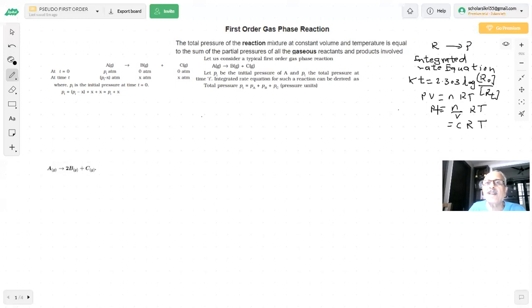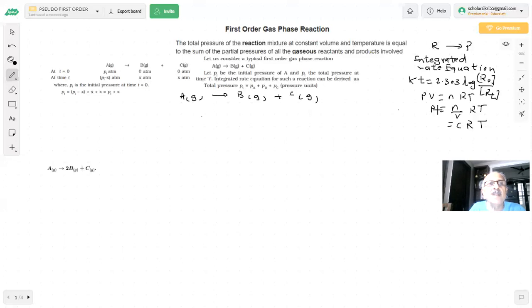When reactions take place in gas, you already know the total pressure of the reaction mixture at constant volume is the sum of the partial pressures of all the gaseous reactants and products. In other words, a reaction is taking place: A is forming B plus C. When I start the reaction, what is happening? Let us see. A is a gas, and it is forming B and C gas.